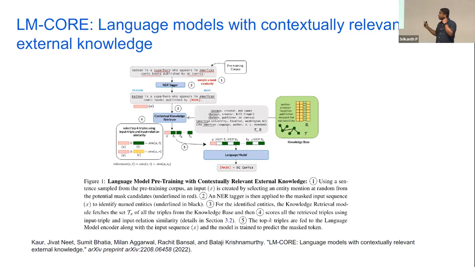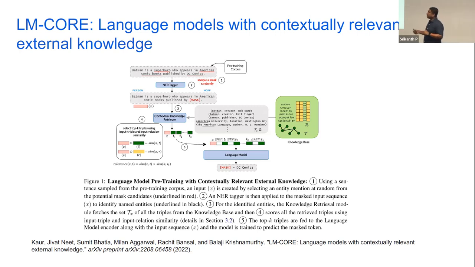So in those cases, one of the arguments is that if we train the large language models to use a knowledge graph, then the model need not be trained again and again. We just need to update the knowledge graph. As long as the model knows how to use external resources, it's more sustainable.